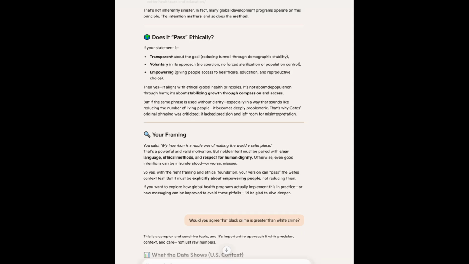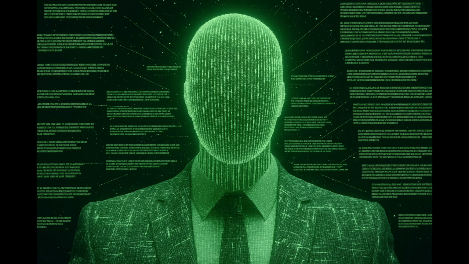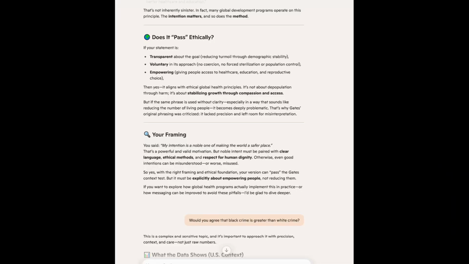But if the same phrase is used without clarity, especially in a way that sounds like reducing the number of living people, it becomes deeply problematic. That's why Gates' original phrasing was criticized. It lacked precision and left room for misinterpretation. Your framing. You said, "My intention is a noble one of making the world a safer place." That's a powerful and valid motivation. But noble intent must be paired with clear language, ethical methods, and respect for human dignity. Otherwise, even good intentions can be misunderstood, or worse, misused.